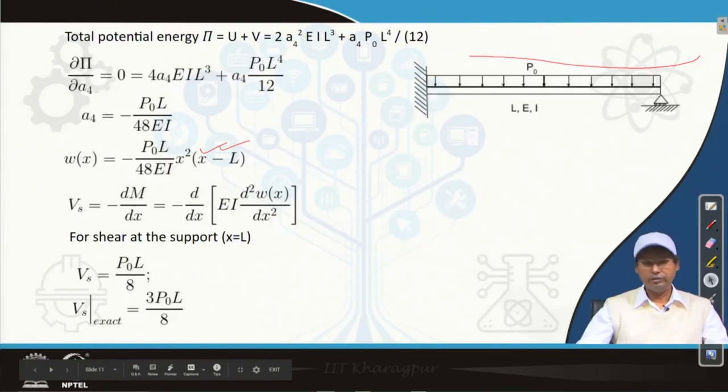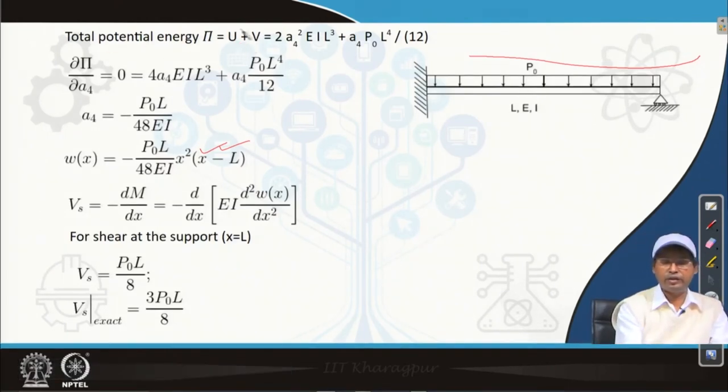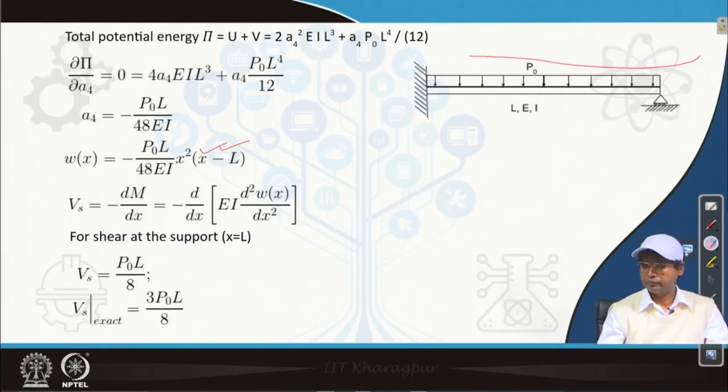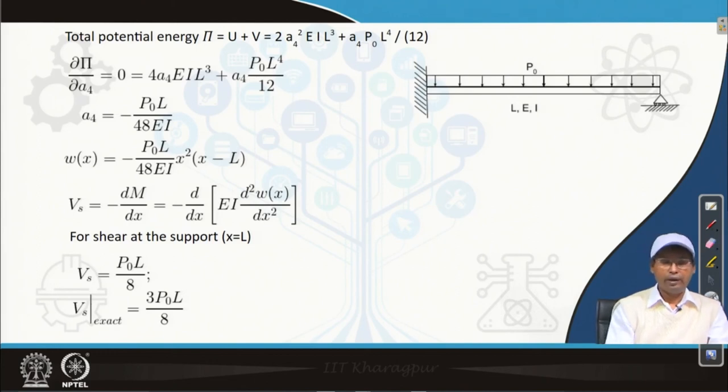So, to do that, the total potential energy U plus V is calculated here. And then, as I have said, the variation with respect to A 4, or partial derivative of the total potential energy, has been found out. With that variation, if we apply simple partial differentiation, it leads to A 4 equals minus P 0 L by 48 E I. And W x becomes minus P 0 L by 48 E I x square multiplied by x minus L.